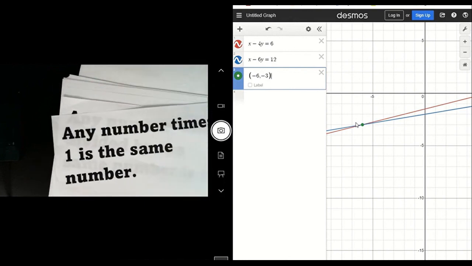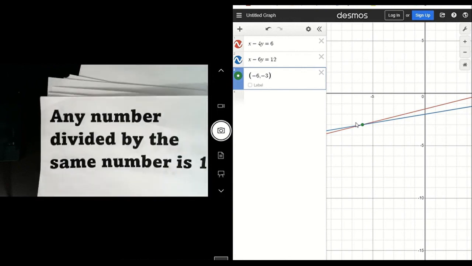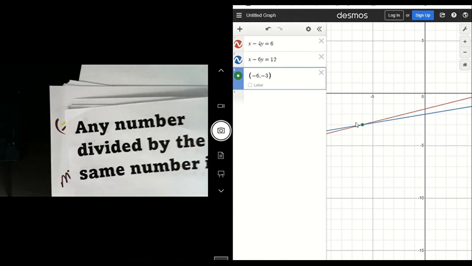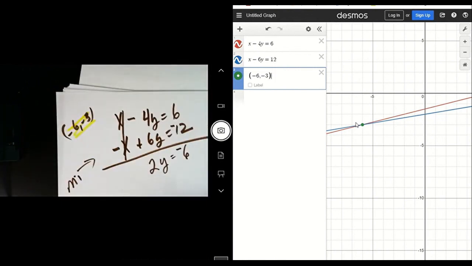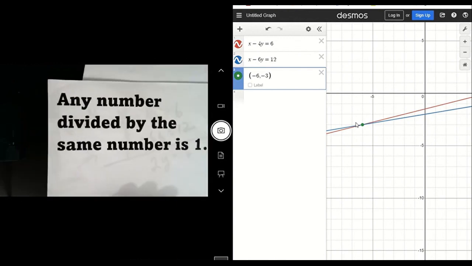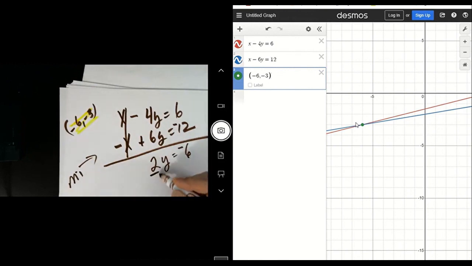Any number divided by the same number is 1. I can't say it enough, that's why we're doing these things. So any number, let's say it one more time, any number divided by the same number is 1. Well, there's 2, so if we divide by that same number, we get 1. And 1 times any number is that number.